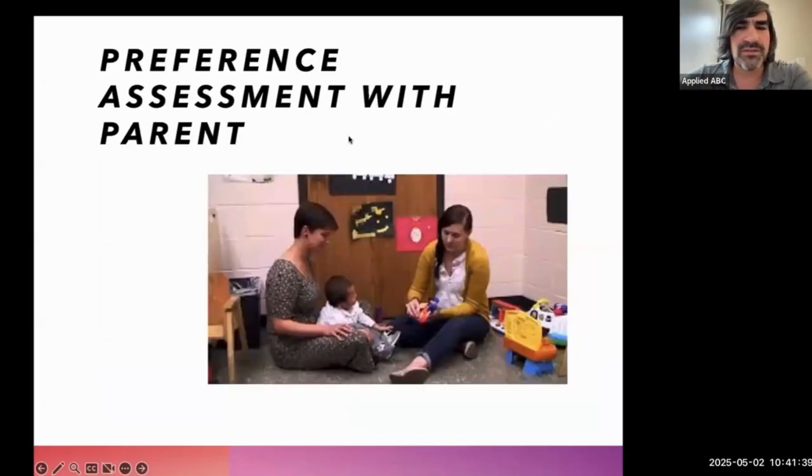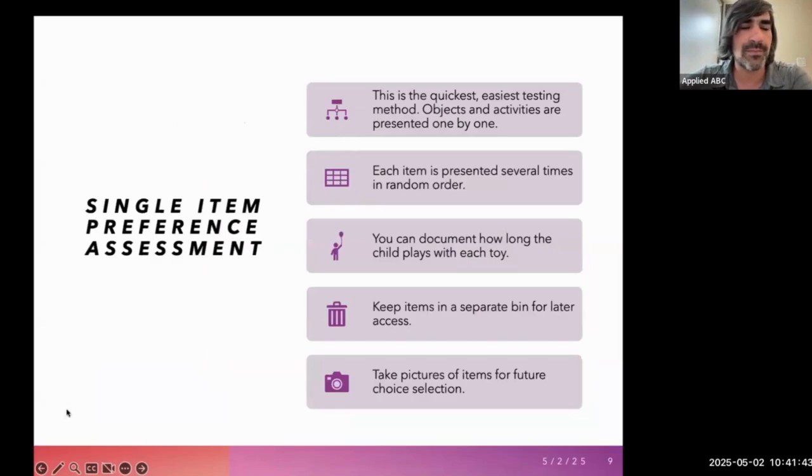Okay, preference assessment with parent. I mean, that's just what it looks like. And this is really naturalistic. It's called a single item preference assessment. Quickest, easiest testing method, a lot of fun. Objects and activities are presented one by one. So each item is presented several times in randomized order. You can make note of how long a child plays with each toy or engages with each activity.